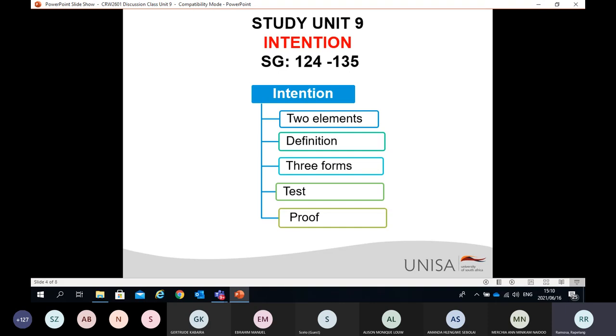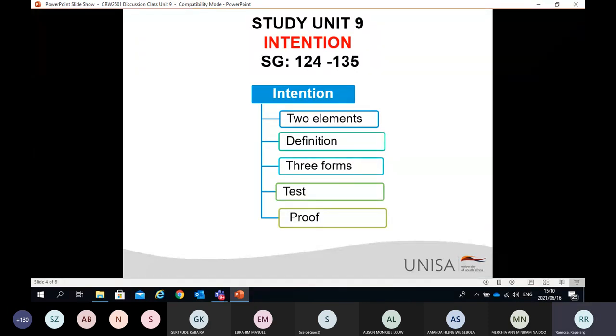Now we are dealing with intention, and intention, just like criminal capacity, actually has two legs as well, regardless of how it is defined. We will introduce you to the different forms of intention, but regardless of the definitions of each form of intention, there are two legs to it, a cognitive and a conative leg.